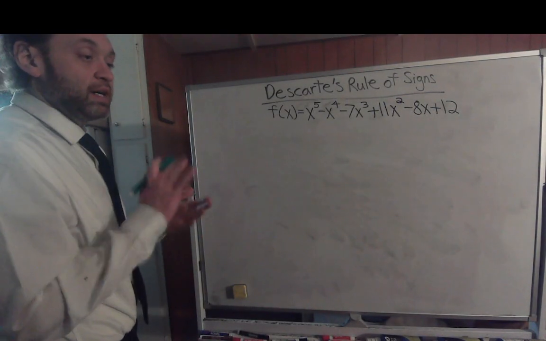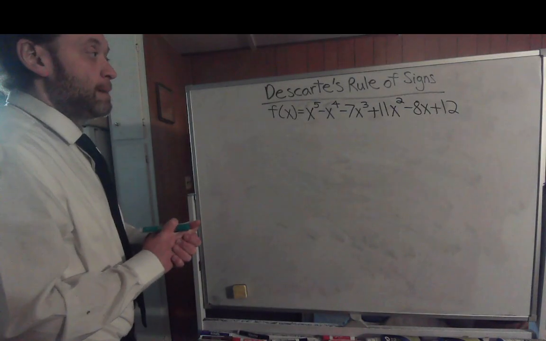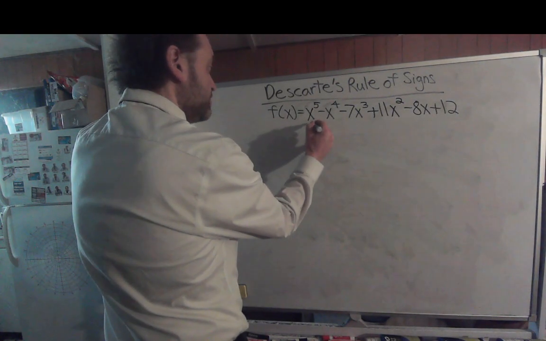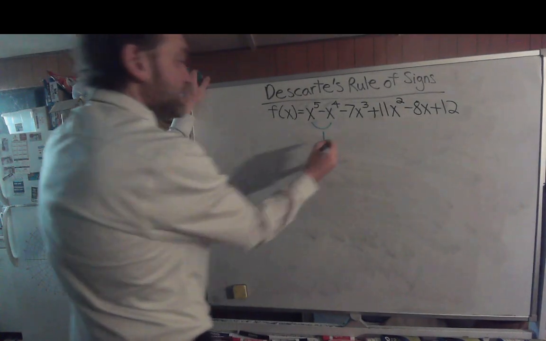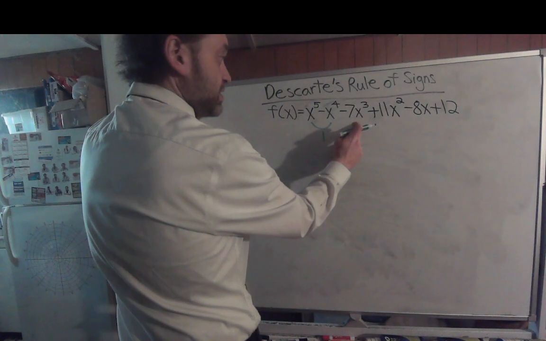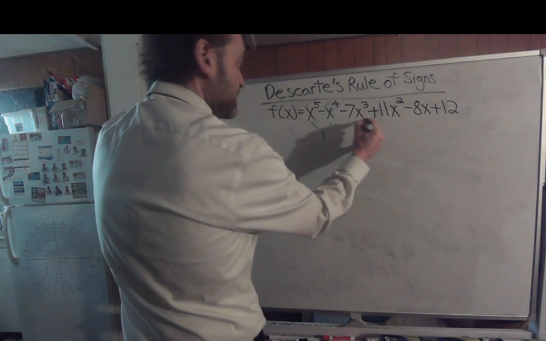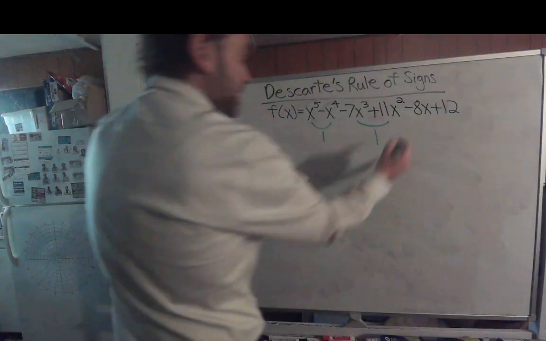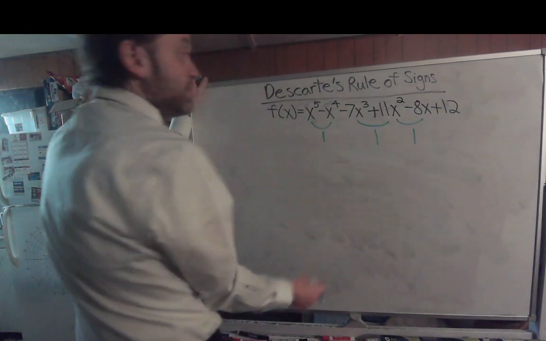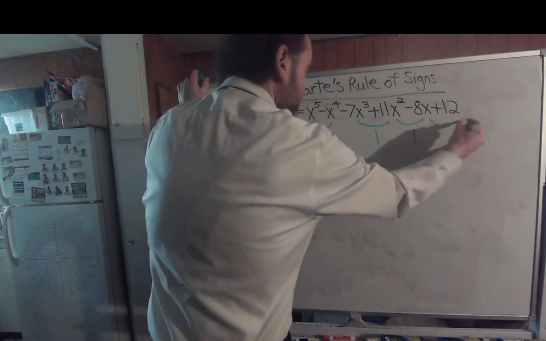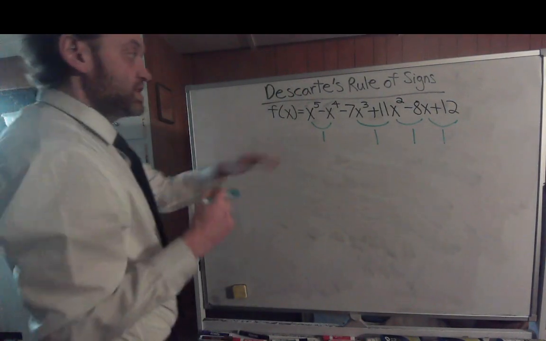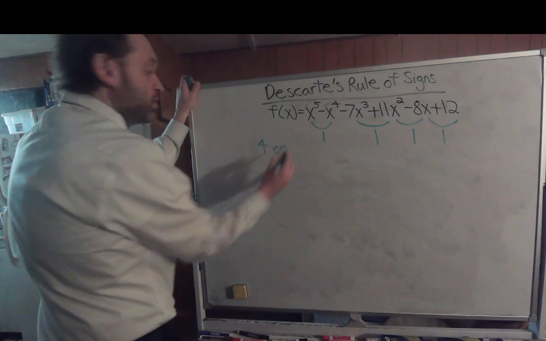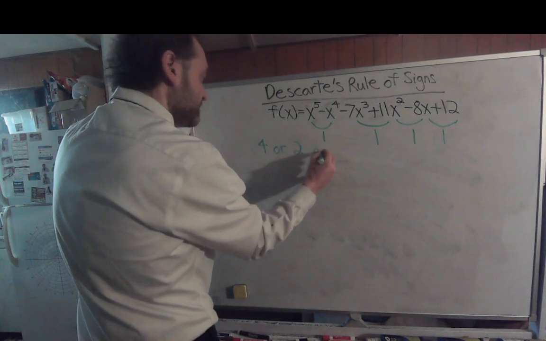Let's figure out how many positive real zeros there are. So, how many sign changes do we have? We got one from x to the 5th to negative x to the 4th, so there's one sign change. The next one doesn't occur until negative 7x to the third to 11x squared, so there's another. You have one from 11x squared to negative 8x, so there's yet another sign change. Then you have negative 8x to 12, there's another sign change. So you have 4 sign changes in the original, so that means that there are either 4 or 2 positive real zeros.